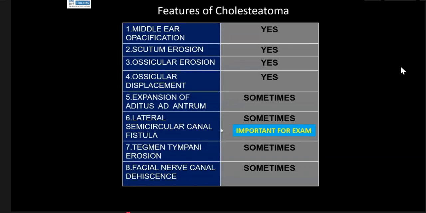Thank you, sir. Okay. Now, these are the features of cholesteatoma which you have to remember. One is middle ear opacification, then erosions. So, what to look for? There can be scutum erosion, as I have told you, ossicular erosion, ossicular displacement. Sometimes there can be expansion of the aditus ad antrum, but a favorite of the examiner will be lateral semicircular canal fistula. And you have to really develop your eyes on this.